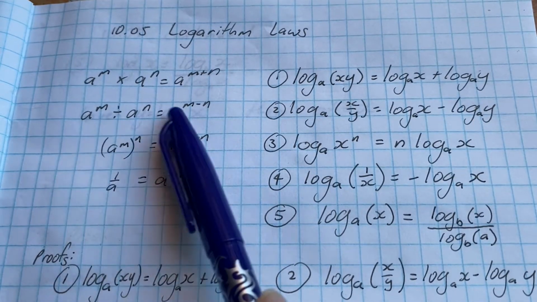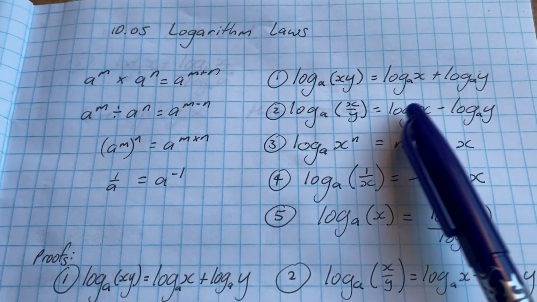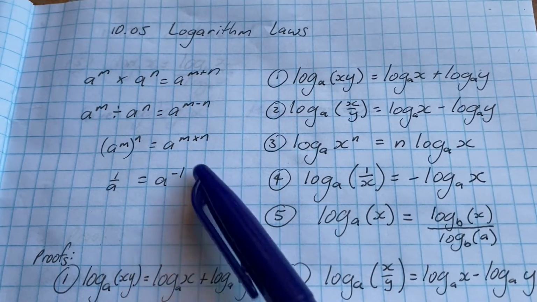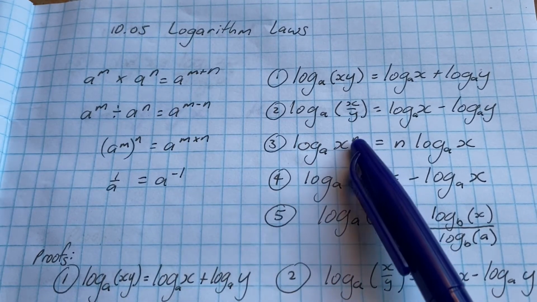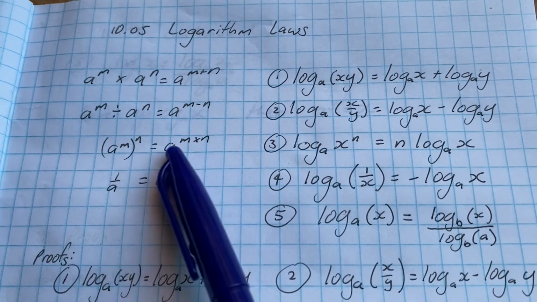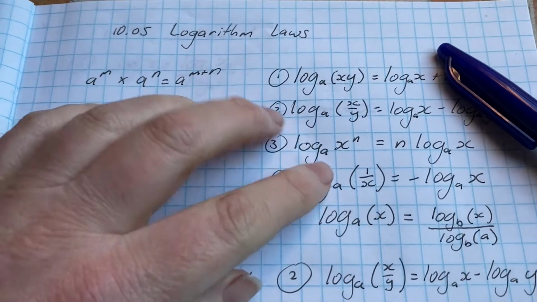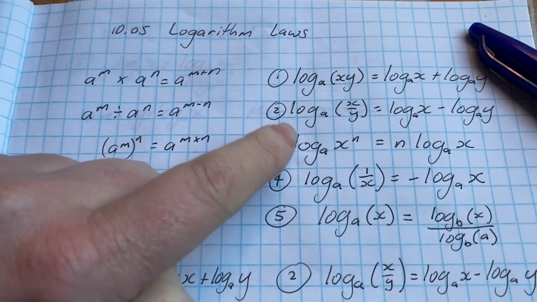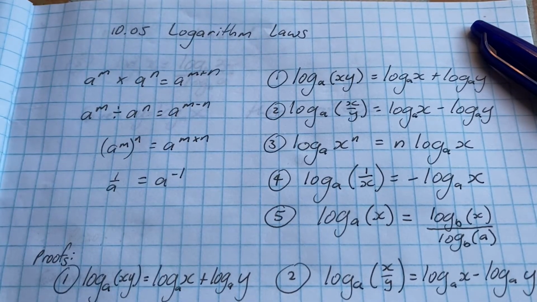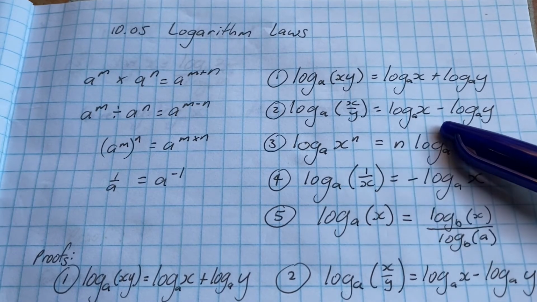When we've got division, we subtract the powers. When we have division inside a log, we subtract the logs. Where we have brackets and we multiply the powers, that's quite similar to this law here and is used in the proof, where if you've got log of x to the n, it can kind of fly down the front. It's pretty cool. And this one, it's a really useful log law, that one. So any power on the x can come down in front.